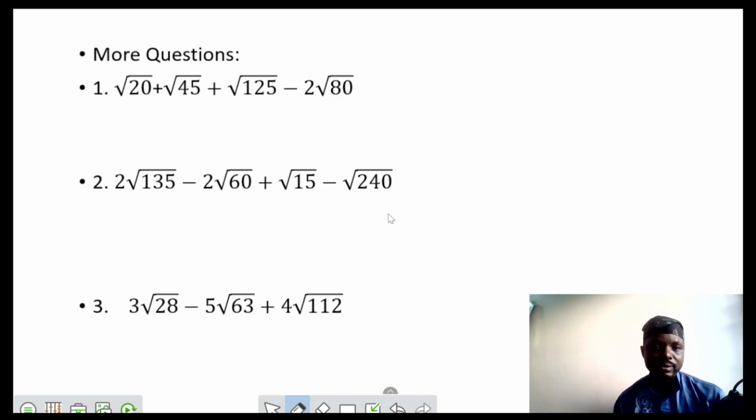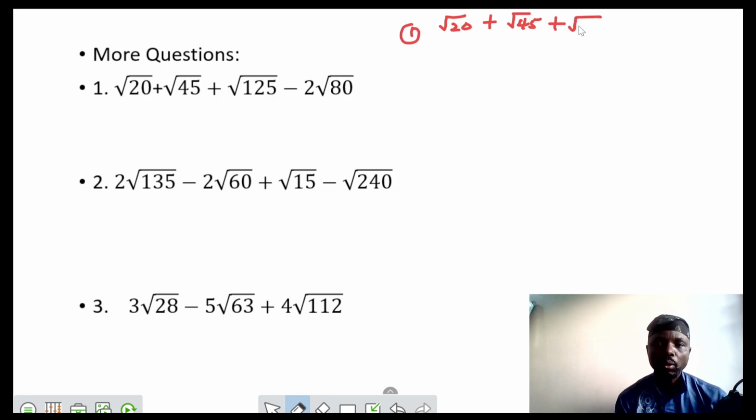Then the next slide has more questions on this, so I will just solve one. Okay, let's see this one. We have root 20 plus root 45 plus root 125 minus 2 root 80. You have to simplify this. So root 20, just simplify it one by one until you see a common factor or common root that you can use to collect like terms and simplify.